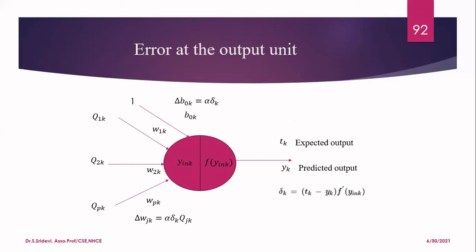If they are equal, there is no need for any weight updation because you are getting the correct output. You can stop your algorithm. If they are not equal, you have to find the error. So error is nothing but T_k minus Y_k. It's nothing but the difference between these two terms. Find the error. After that, you are going to find something called delta k.